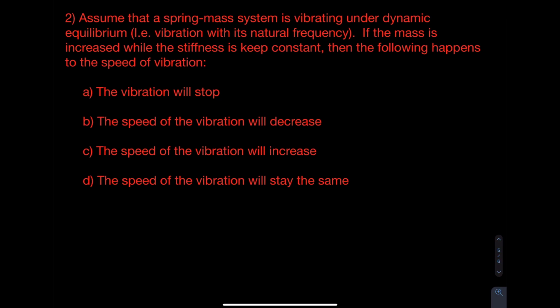It says if the mass is increased while the stiffness is kept constant, then the following happens to the speed of the vibration. As we talked about above directly, if we increase the mass, then our natural frequency omega n is actually decreased. And if we decrease omega n, well then our speed will also decrease. So the correct answer for number 2, the speed of the vibration will decrease, which will be part B right here. And that's it for this quiz.